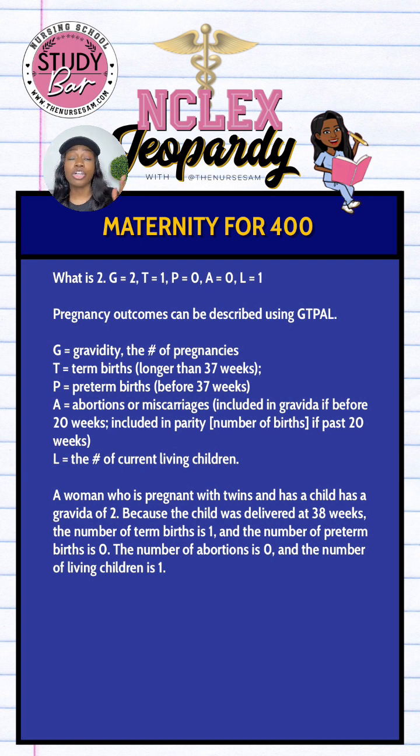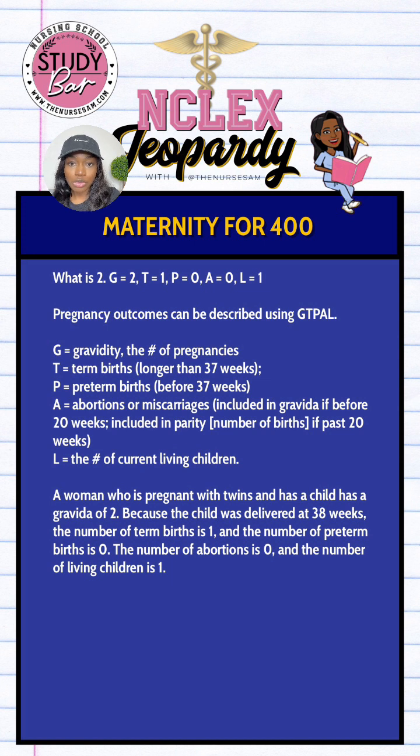T is term births. All right. T equals term births. That's any birth that was after being pregnant for longer than 37 weeks. In the information that was given to us in the question, the child was delivered at 38 weeks, so that is a term birth. Remember, she's currently pregnant, so she's only given birth once, and that was a term birth. So T equals 1.